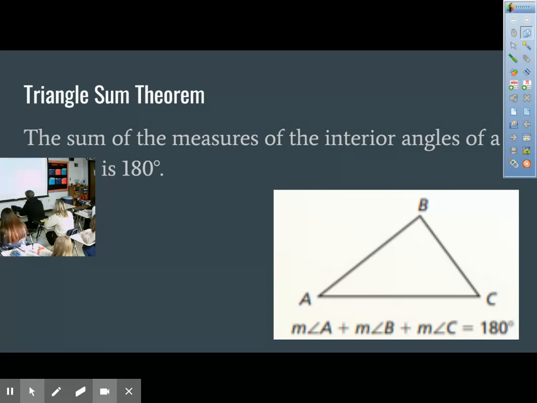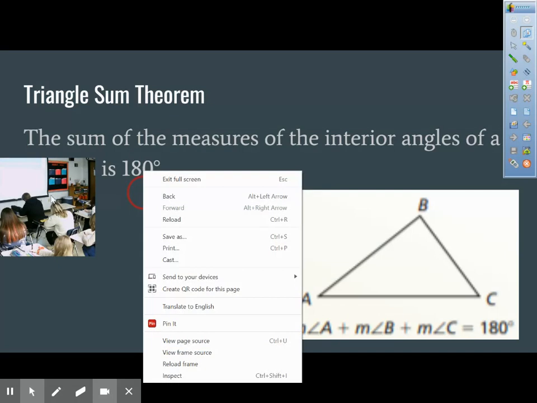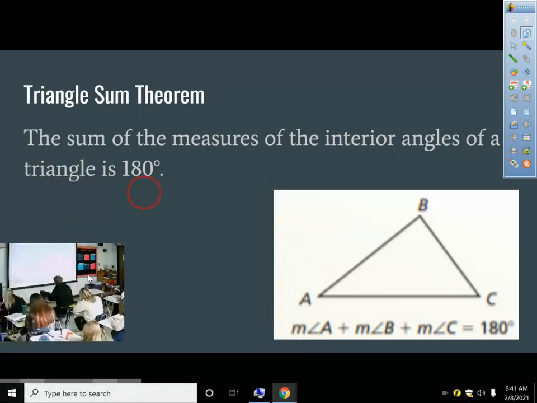Alright, so the triangle sum theorem says the sum, which means to add, the sum of the measures of the interior angles of a triangle is 180 degrees. Okay, so write that over on triangle sum theorem.